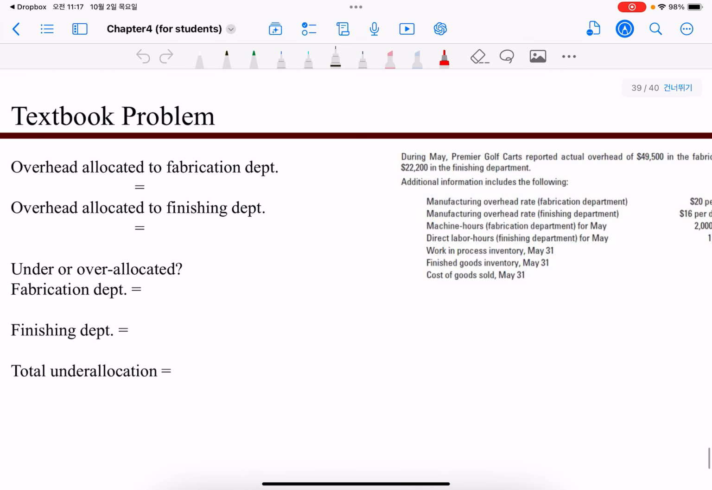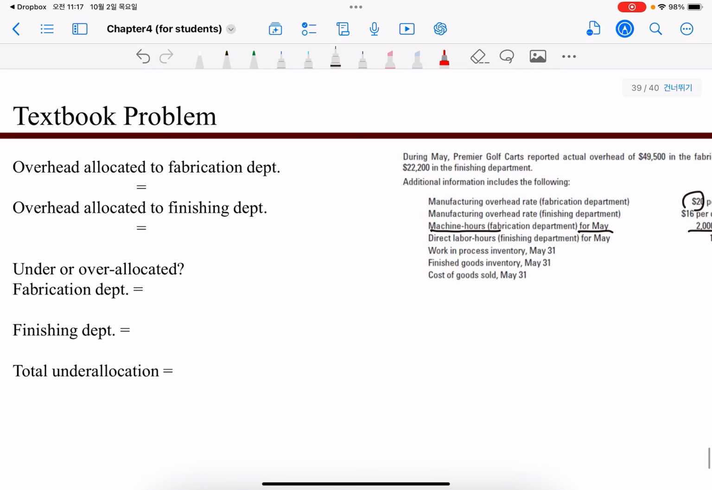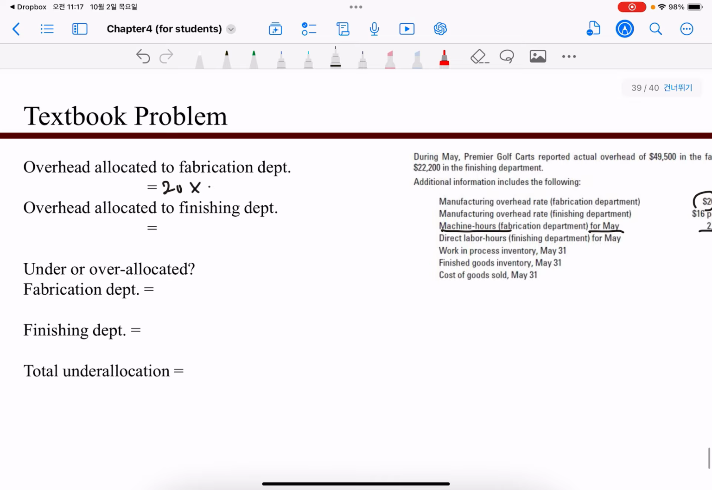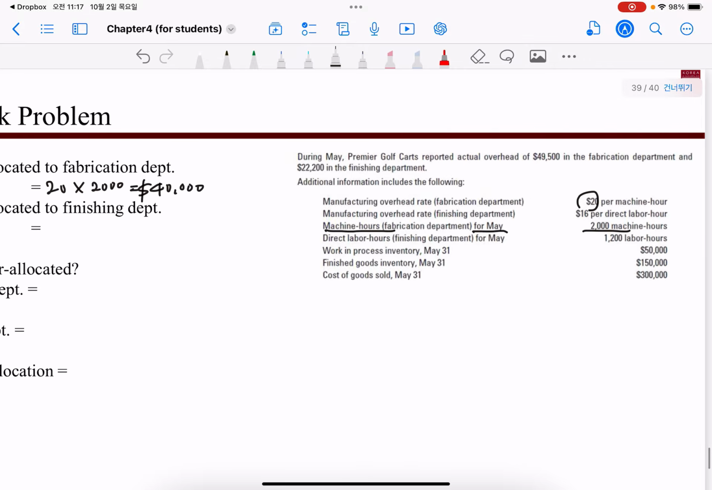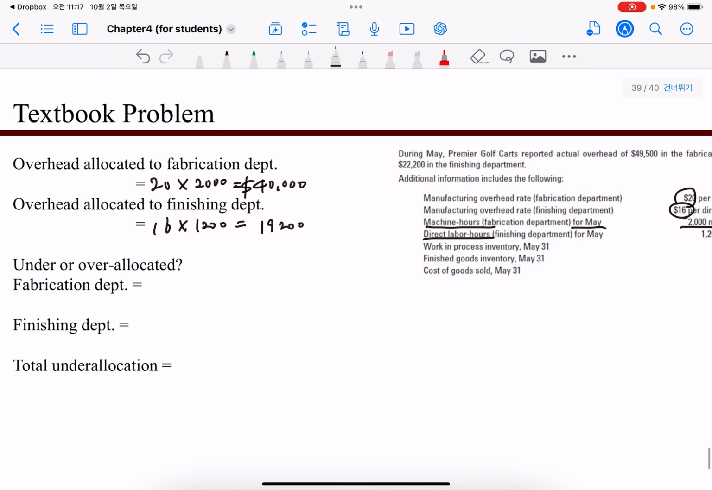First of all, for the fabrication department, we have $20 per MH, and the actual MH for May is 2,000 MH, right? So $20 times 2,000 is going to give us $40,000. And then for the finishing department, we have an overhead rate of $16 with a CAB of 1,200 labor hours, right? So 16 times 1,200 is going to give us 19,200, okay?